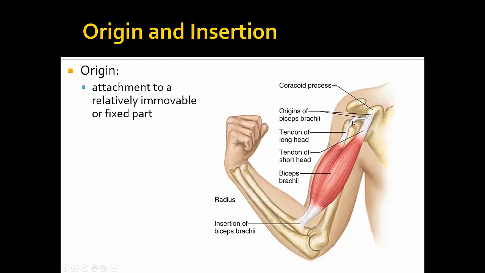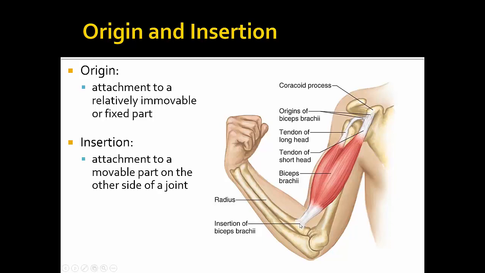Sure, you can move your scapula, but it's relatively immobile compared to where the insertion is, which is the attachment to the movable part on the other side of a joint. So here's the joint, here's the insertion on the radius, and this is the part that moves when this muscle contracts. The head of the muscle is simply the part nearest to the origin. So these are the heads of the muscle connected to these tendons.